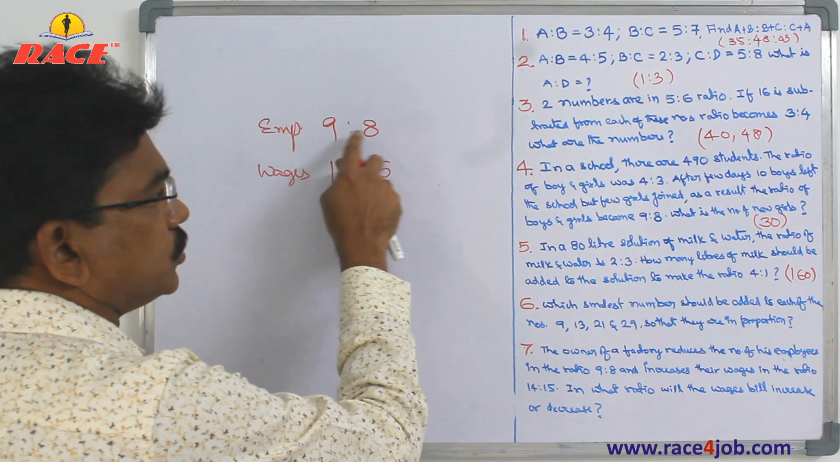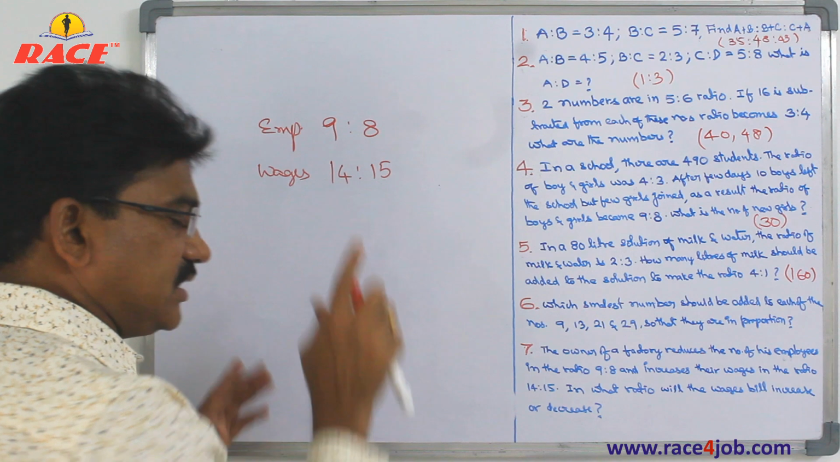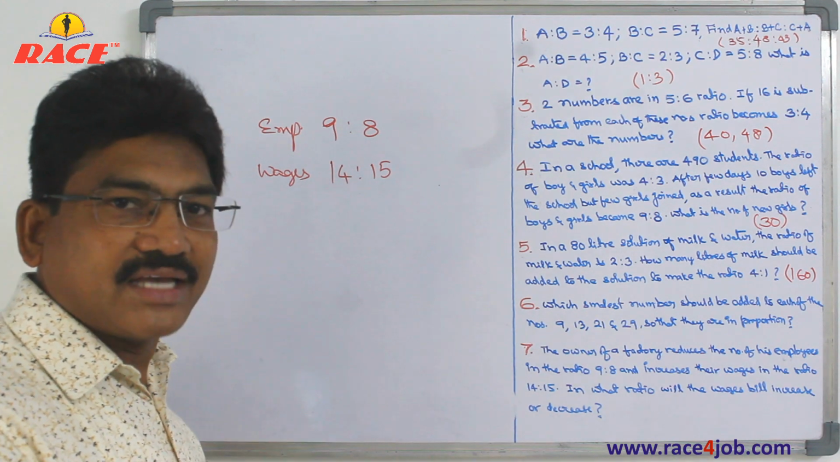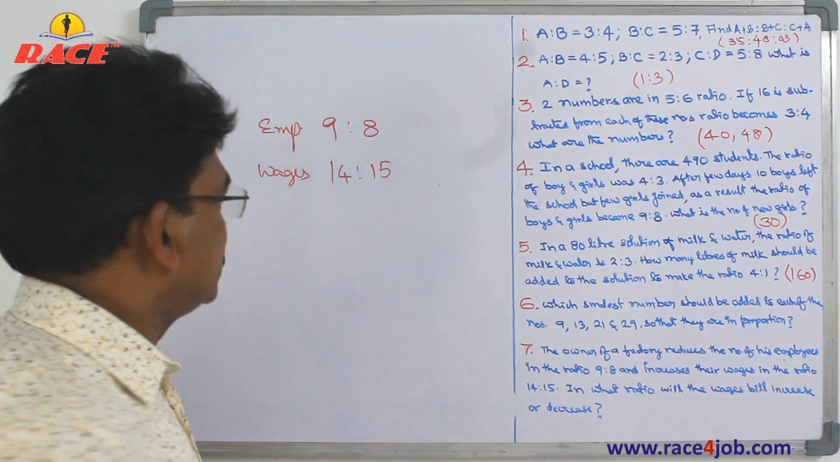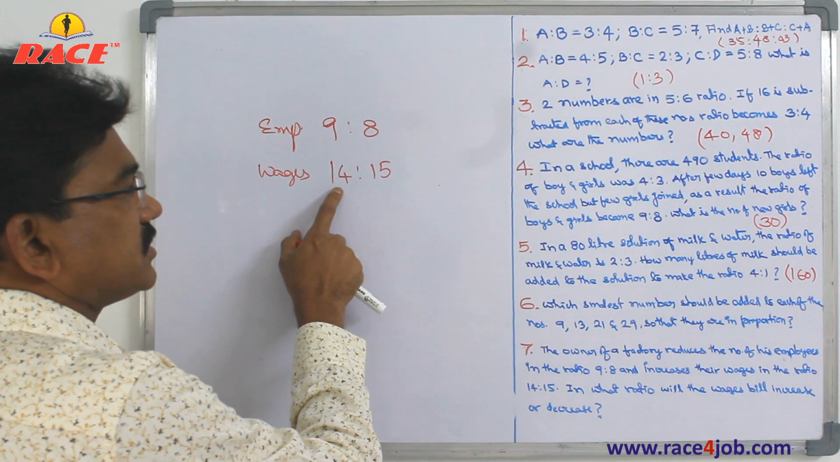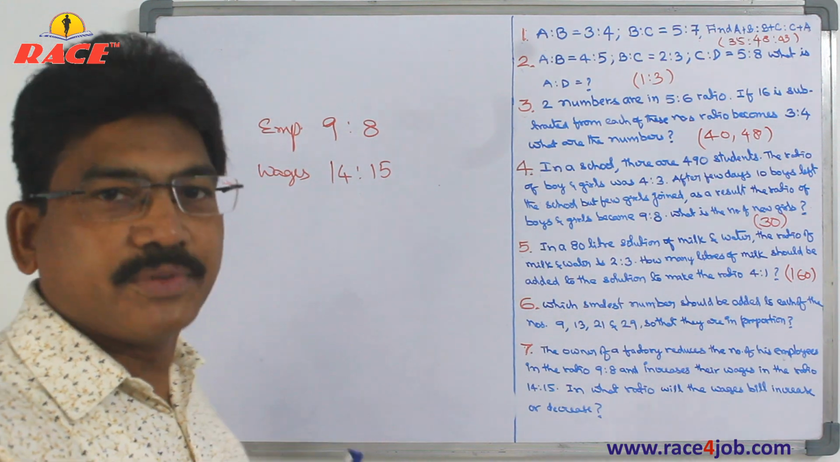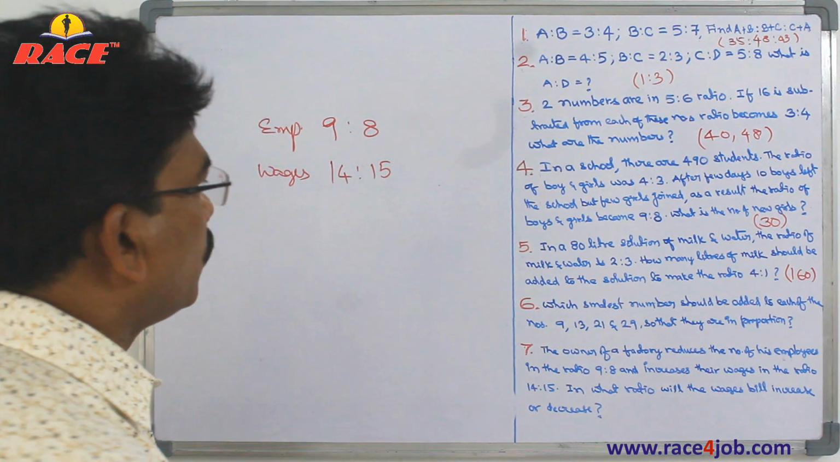See, what is this? Employees are reduced in 9:8 ratio means if it was 9 earlier, now it is 8. 9 employees has become 8 employees. Let us assume like this. And wages 14:15 means, suppose he was giving 14 rupees, now he is giving 15 rupees. So 14 rupees has become 15. Now simple, what is the wage bill?